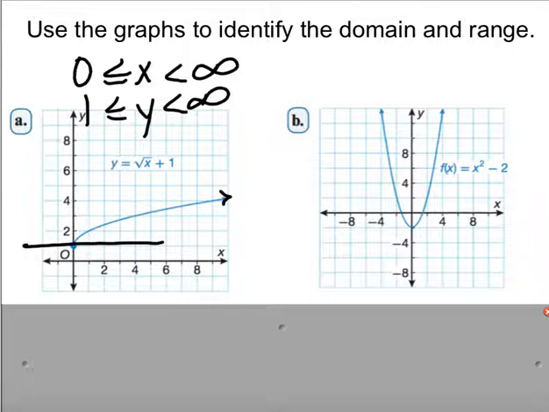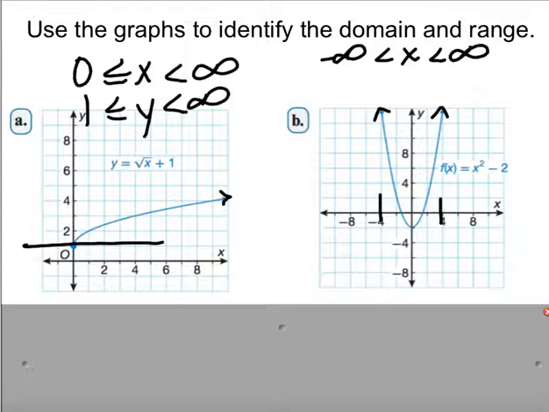Now we look at my parabola here. We say, okay, what are my domain values? Well, if we were only looking at the graph, it looks like it stops at negative 4 and 4. But because there are arrows on the ends here, it goes on forever. And it gets wider and wider and wider. It actually goes from negative infinity for x to infinity. Okay? This goes on forever.